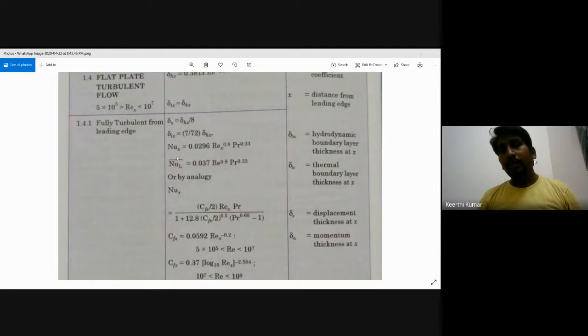So instead of using the average Nusselt number once again and finding h average, just identify the relation between these two. Re to the power of 0.8 is the same on both sides. Pr to the power of 0.33 is the same on both sides. Only the coefficient differs. If I make a ratio, I come to know that it is 1 by 0.8. That means the difference between the normal Nusselt number and the average Nusselt number is 1 by 0.8.